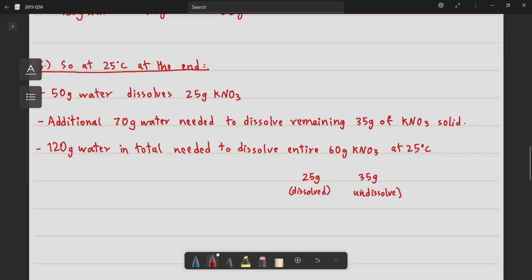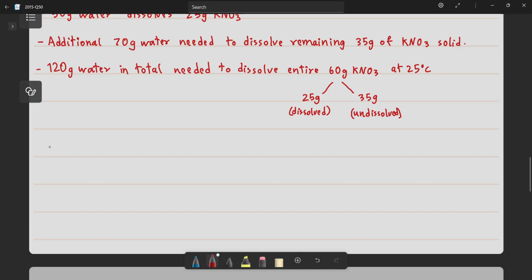The undissolved solid that we've had in this entire 60 gram of water at 25 degrees Celsius, using the 50 gram of water. So this is about the 50 gram water. So you need the total 120 gram of water to dissolve the entire 60 gram of potassium nitrate, which includes 25 grams dissolved and 35 gram of potassium nitrate undissolved. So the final part of this step is the final answer.